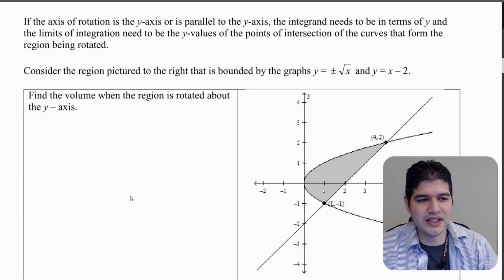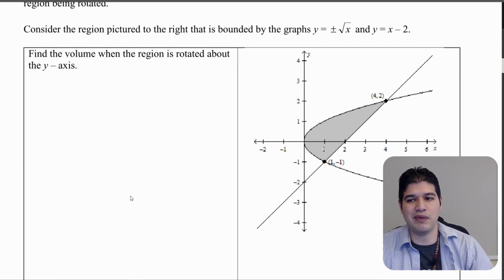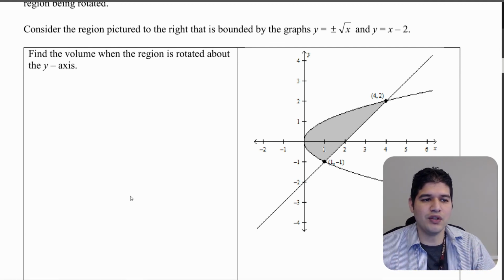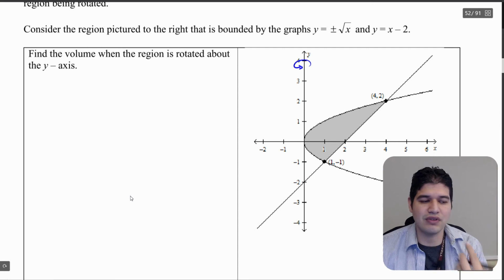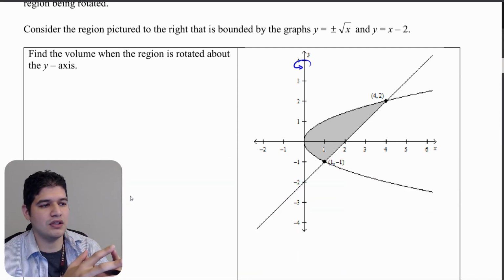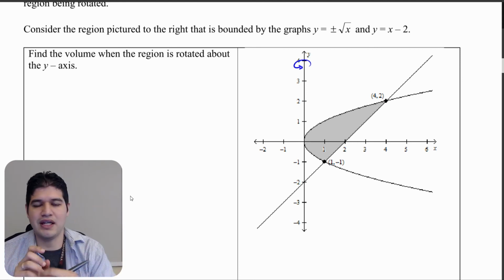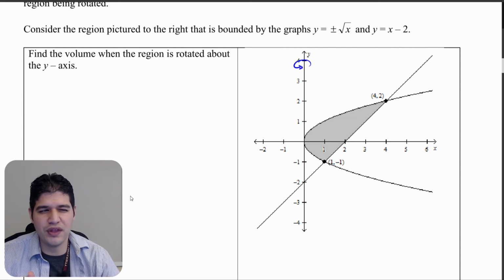So here's our question. We have two functions here. We have the square root of x and x minus 2. And we want to find the volume when the region is rotated about the y-axis. So we're going now this direction. And it's going to create a solid of revolution, of course. Again, try to envision what that shape is going to look like when it revolves around the axis. It's going to be some sort of weird misshapen yo-yo thing happening.